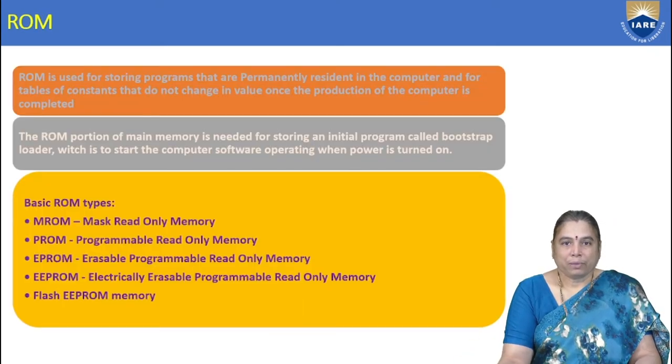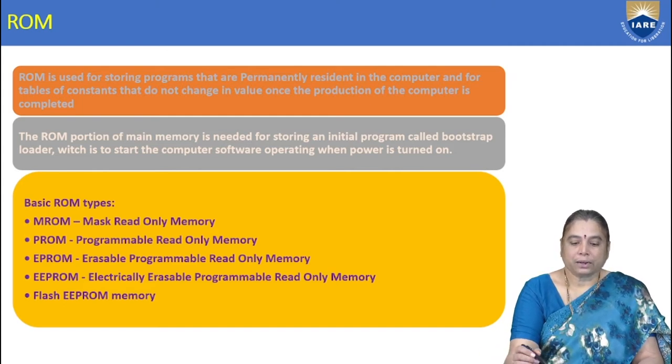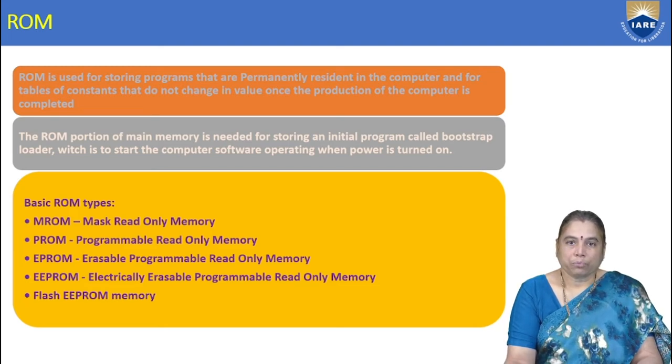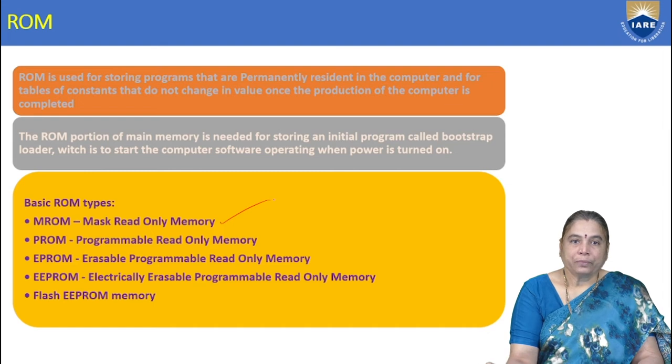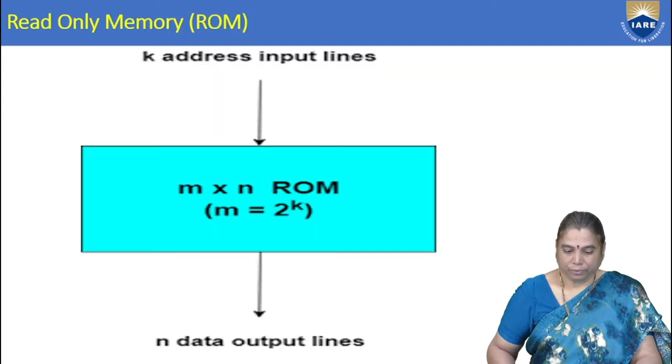Next, there are two varieties of main memory, the RAM and the ROM. The categories and features of RAM we discussed. Next, we are moving to the ROM. ROM is used for storing programs that permanently reside in the computer. ROM is generally used to store the bootstrap programs. The basic varieties of ROM are MROM, mask read-only memory, PROM, programmable read-only memory, EPROM, erasable programmable read-only memory, EEPROM, electrically erasable programmable read-only memory, and flash EEPROM memory. So, the flash memories are the last variety of the ROM type.